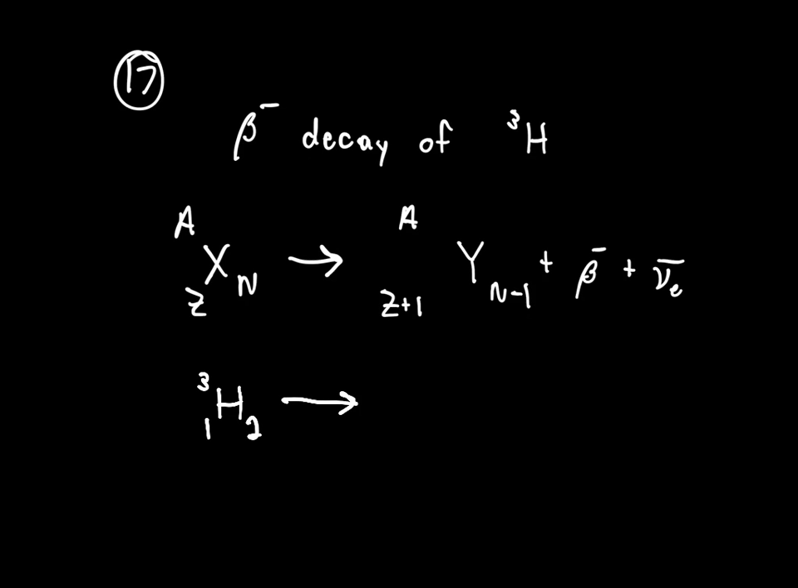Okay, so then I move over. What happens to my A? Stays the same. Keep that 3. What happens to my Z? Plus 1. So Z becomes 2. What happens to my N? Minus 1. So 2 minus 1 is 1. And then what happens to my symbol? Whatever Z equals 2 is. What is Z equals 2? Helium.